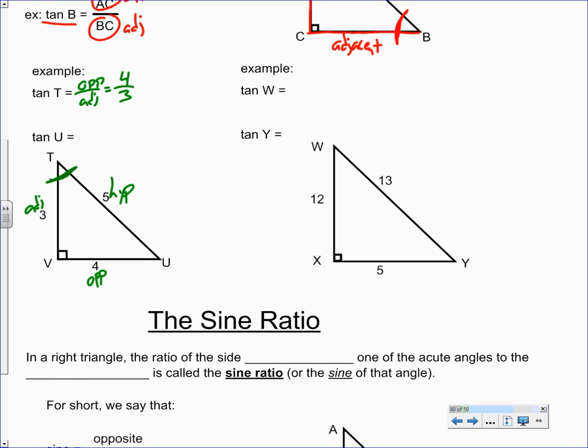Then if we switch it up and start looking at a different angle, say angle U now, it's going to change, because now the opposite side is going to be 3, the adjacent side will be 4. 5 will still be the hypotenuse though, because it's still the longest side of the triangle, still opposite the right angle. But now if I look at tangent for angle U, that's going to be opposite 3 over adjacent 4. So this example to the right here, I want you to try on your own. You can pause the video and try this one, and then go ahead and fill out your next section of notes.